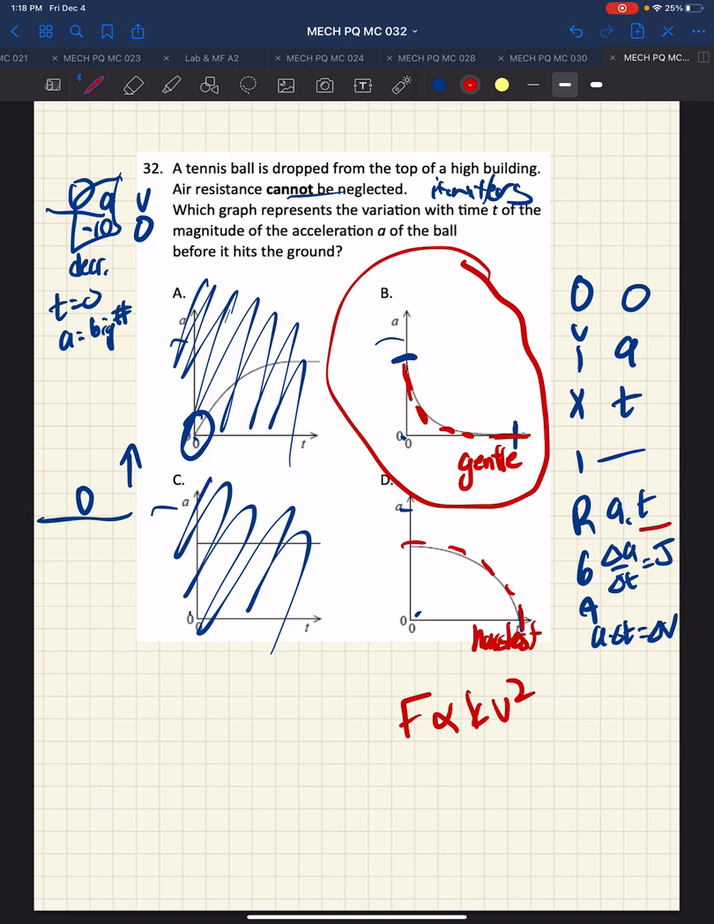So in this case, the jerk, the rate of change of acceleration, is decreasing. The slope is decreasing to 0, and that's why we have choice B.